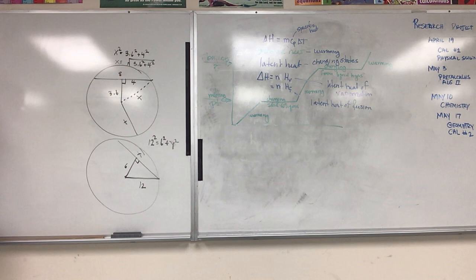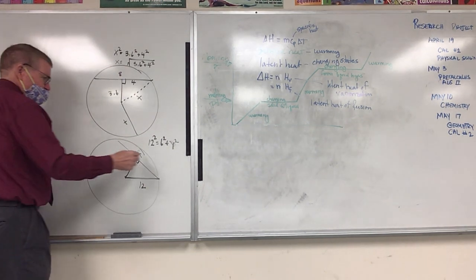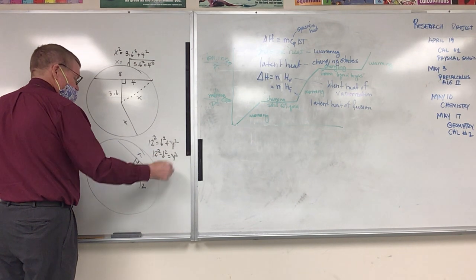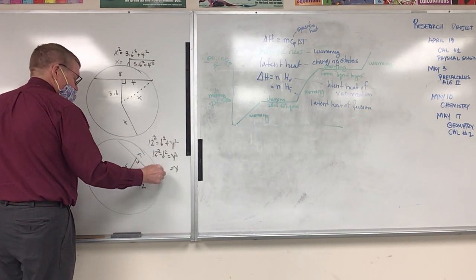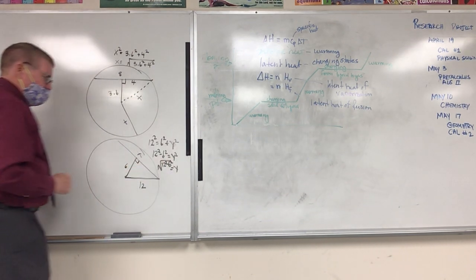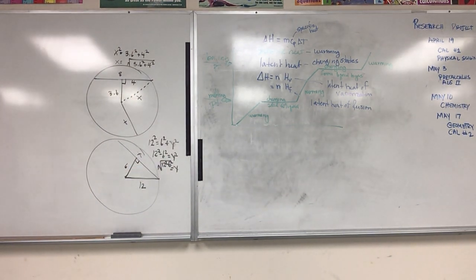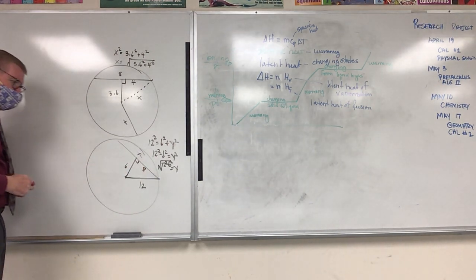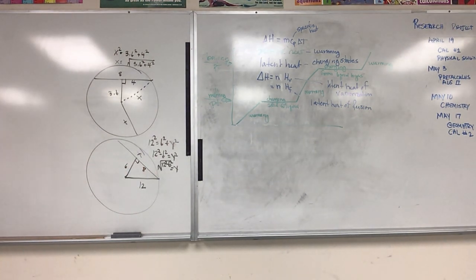So 12 squared equals 6 squared plus y squared. 12 squared minus 6 squared equals y squared. Y equals the square root of 12 squared minus 6 squared, which would be 8? So that means this is 8? Wait, no, it's surely not 8.